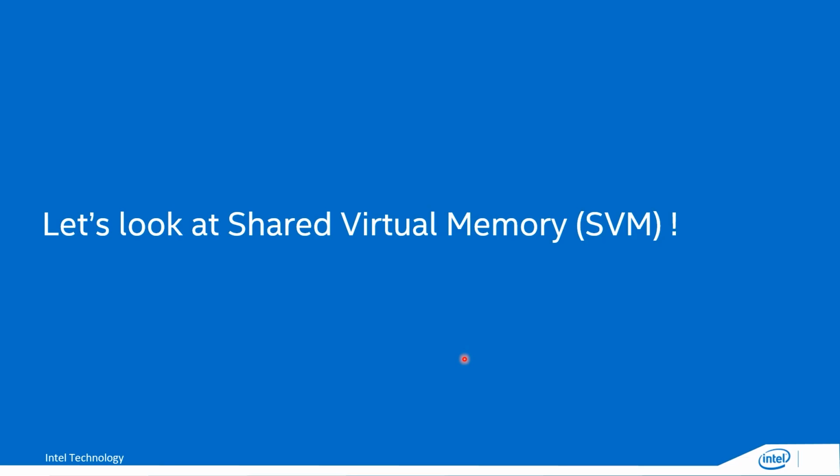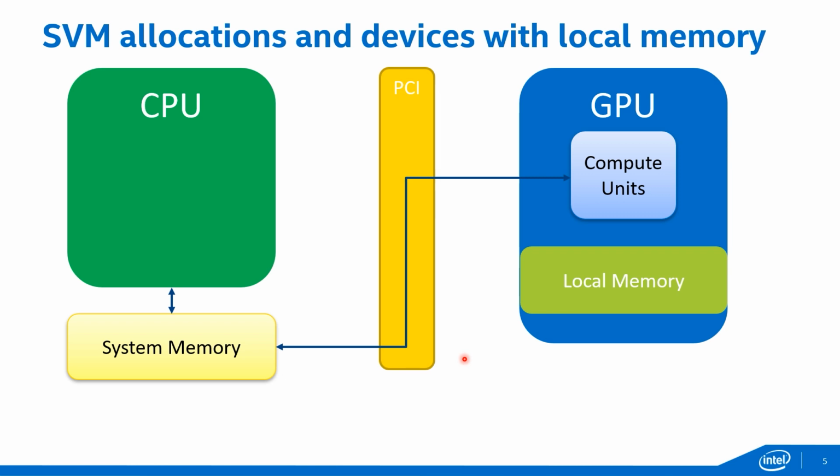Okay, so let's look at the OpenCL key feature, shared virtual memory, SVM. And I would like to say that we want to focus here on how SVM plays with discrete devices that have local memory built in chip. Local memory is a very fast memory that can be accessed from compute units in a very fast fashion and offers very good bandwidth. GPUs can also access system memory, but this requires going via PCI, which doesn't have a lot of bandwidth, and therefore it's slower.